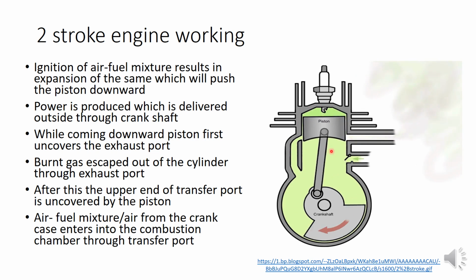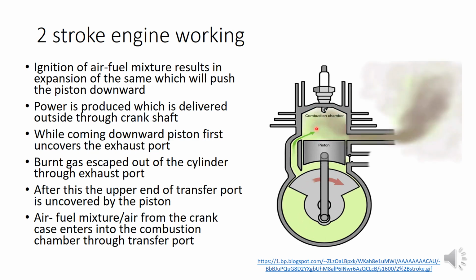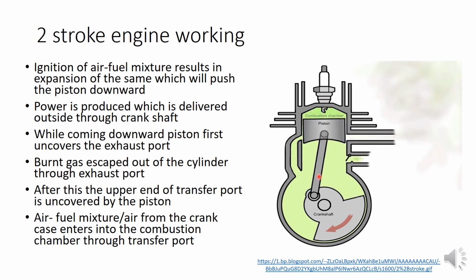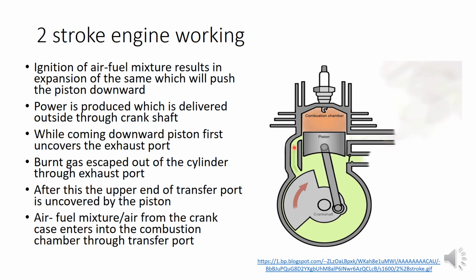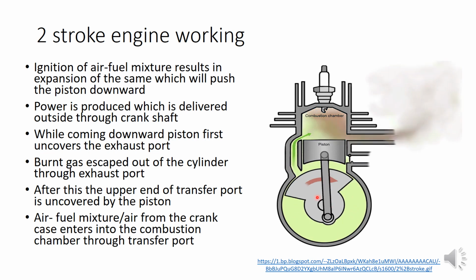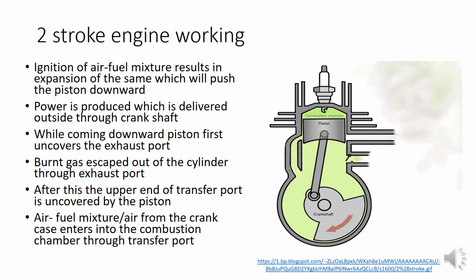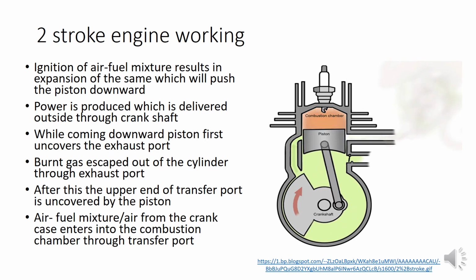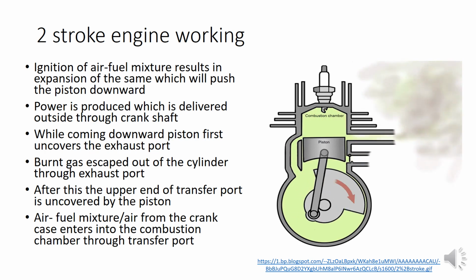So we are combining. In the upward stroke, suction happens, but that is in the crankcase, and simultaneously compression happens above the piston, and we are igniting. Then in the downward motion, we are getting power as well as exhaust. And finally, through the transfer port, the mixture in this region enters into this region above the piston. So that means the entire working will be completed in two movements, one upward movement and one downward movement. So that is the working of a two-stroke engine.